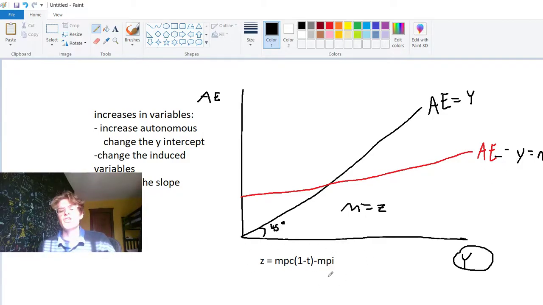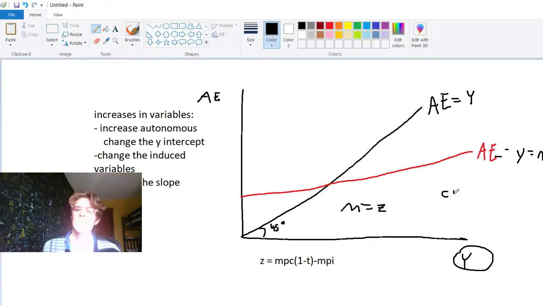If we change any of these variables, which you really don't often see, it's pretty rare in questions, you would change the slope. If you increased the marginal propensity to consume, that would increase the slope, because it's positively related. But if you increase the marginal propensity to import, it would decrease it. So increase, get steeper; decrease, get less steep. That's changing the slope. What's more common is we're just going to see an increase in an autonomous variable.